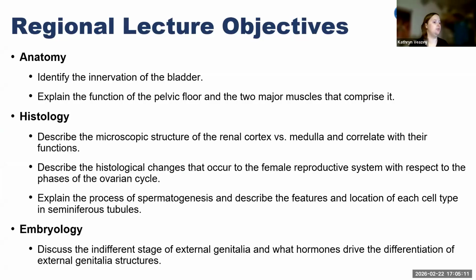We're going to go into the changes of the ovarian cycle, what we can see happening with the oocyte and the follicle that surrounds it, as well as what's going on with the uterus related to them. We're going to talk about spermatogenesis and the seminiferous tubule, and then we're going to wrap it all up with a little bit of embryology, talking about how we form external genitalia.